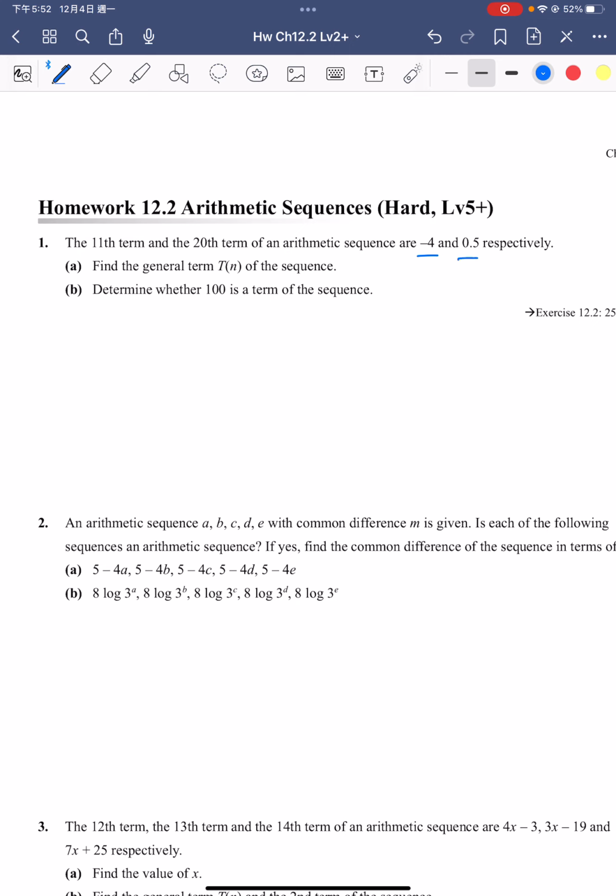So if you still remember, the general term Tn is equal to a plus (n minus 1)d, isn't it? So how can we write down T11 and then T20? Try to use this as a hint and then finish these questions.